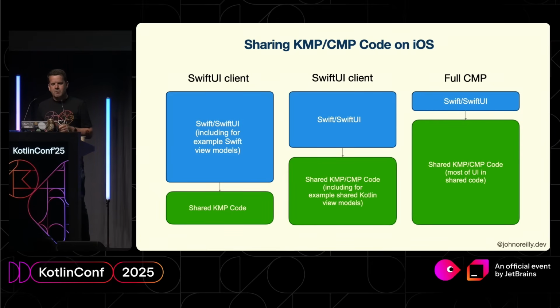So with KMP and CMP, we have an almost continuous spectrum of code sharing possibilities. I wanted to show here a few points along that spectrum. On the left, we have a small amount of shared KMP code, along with a SwiftUI client and Swift view model, for example. In the middle case, most of the logic is shared, including the view model, with potentially some shared CMP UI code, maybe a particular screen or just some part of a screen. And finally, on the right, we're sharing most of the code, including the UI using CMP, with potentially some SwiftUI as needed. It's important to note that our interop requirements vary considerably depending on what point along this spectrum we're targeting.